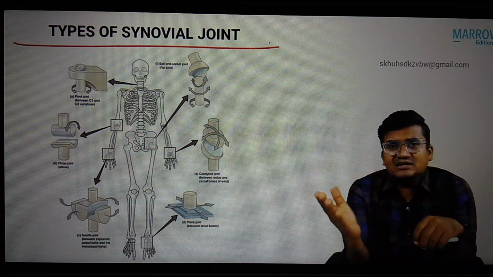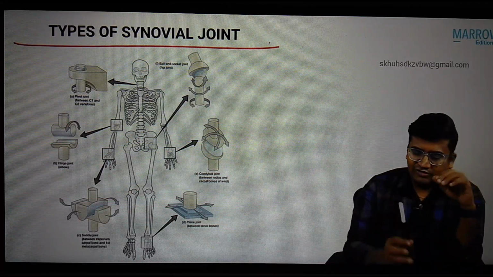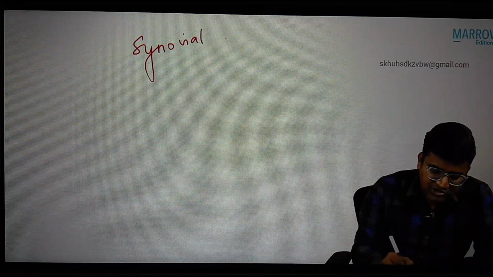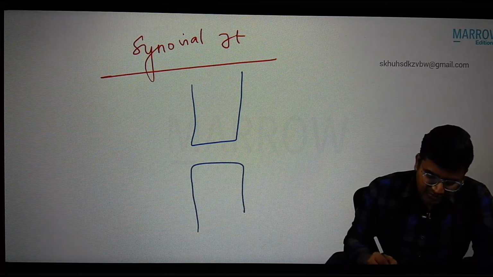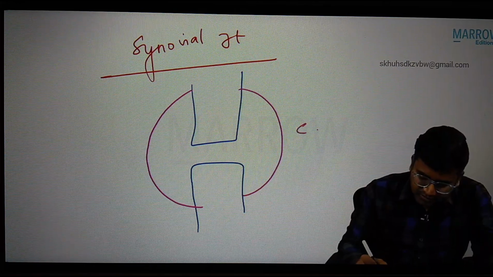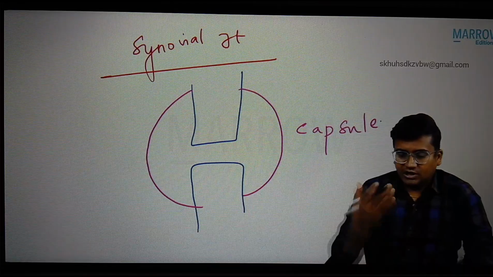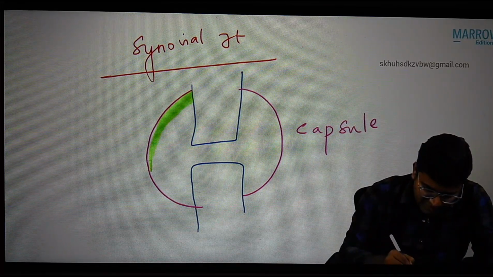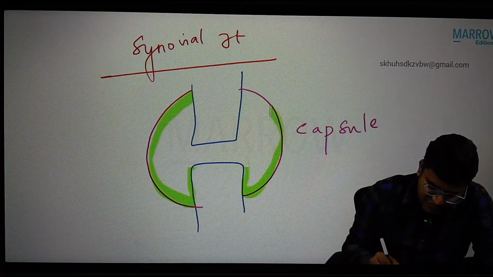Right. Now the joints are classified into synovial joint, fibrous joint and cartilaginous joint. Now first we're going to start the discussion about the synovial joints. So what are synovial joints? See, this is one bone and this is another bone. Now the ends of the bones are covered by the capsule. Inside the capsule, the synovial membrane is present.